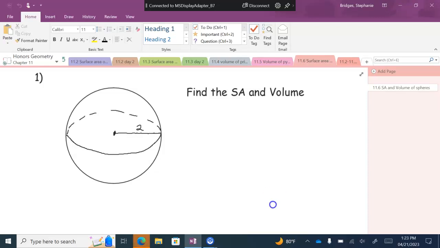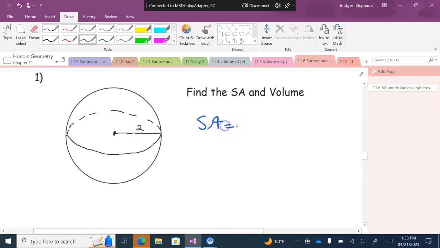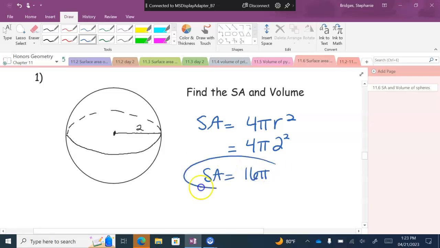All right, surface area. Melvin, what's the formula for surface area? 4 pi radius squared. Okay, what's my radius? 2. So we're going to go 4 times pi times 2 squared. Order of operations says we have to square before we multiply, right? 2 squared is 4, and 4 times 4 is 16. So the surface area of that sphere is 16 pi.